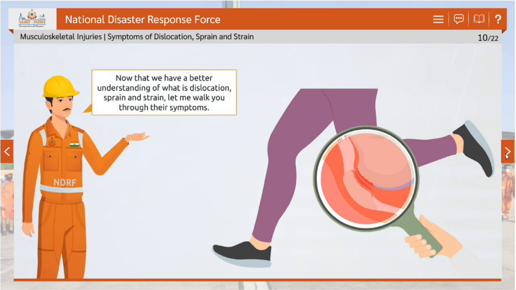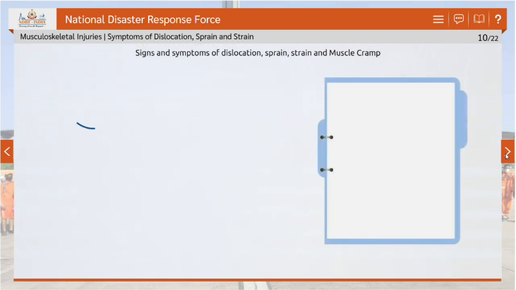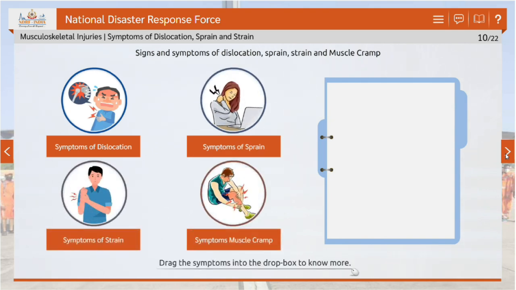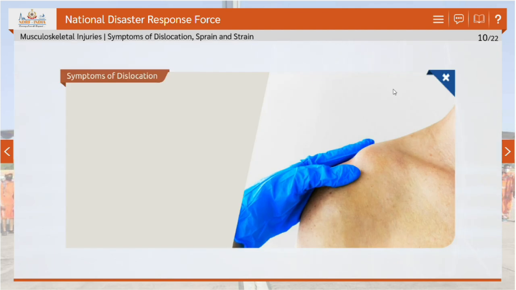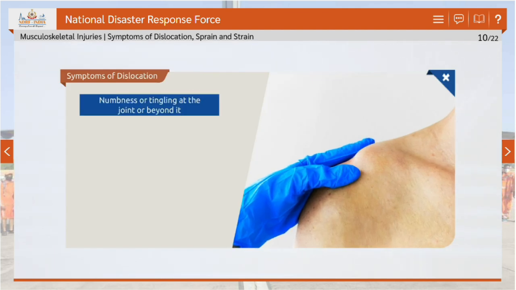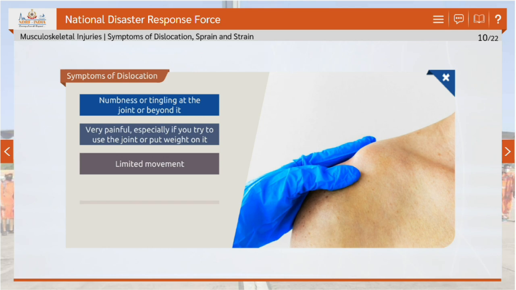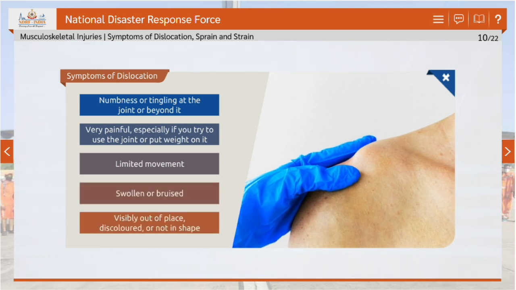Now that we have a better understanding of what is dislocation, sprain and strain, let me walk you through their symptoms. Drag the symptoms into the drop box to know more about them. Symptoms of dislocation are numbness or tingling at the joint or beyond it, very painful, especially if you try to use the joint or put weight on it, limited movement, swollen or bruised, and visibly out of place, discolored, or not in shape.